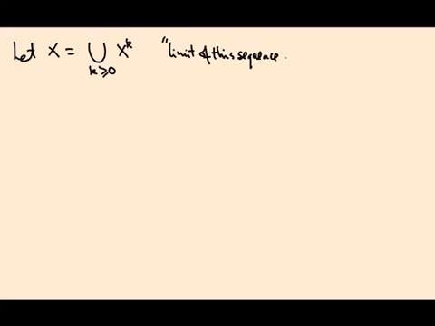So we let X be the union over all k bigger than or equal to 0 of X_k. Well, we understand that X_1 sits inside X_2, so this union is really like taking the limit of this sequence of inclusions. Technically, this is known as the direct limit.